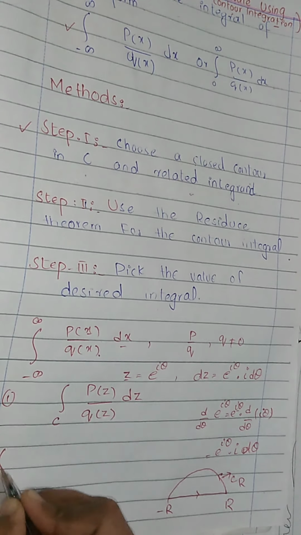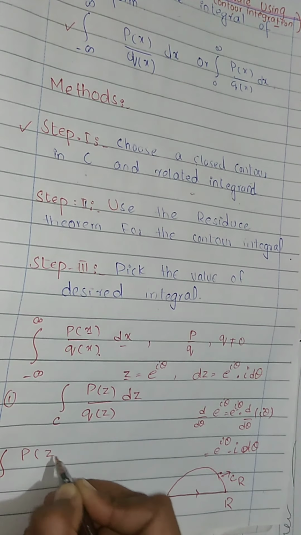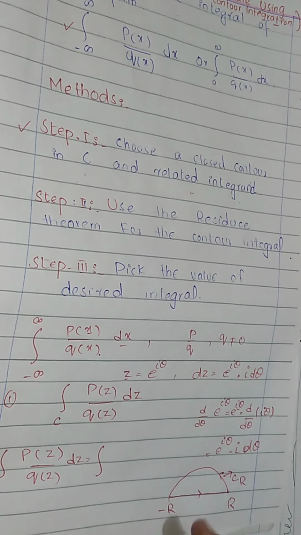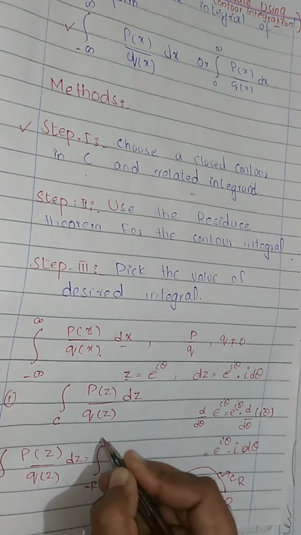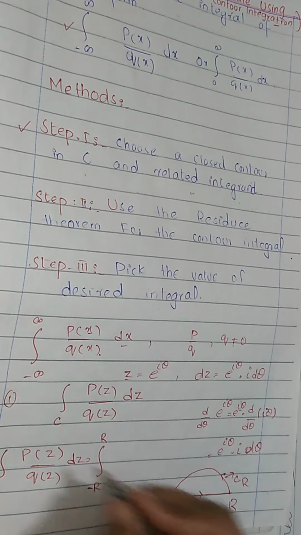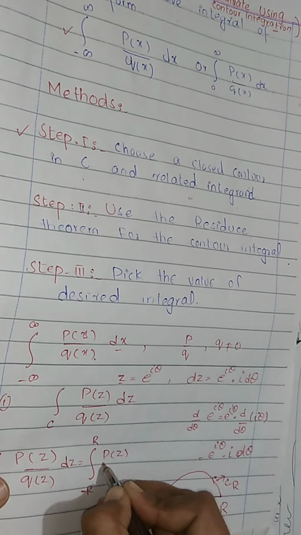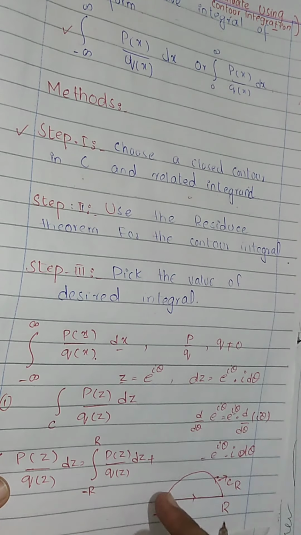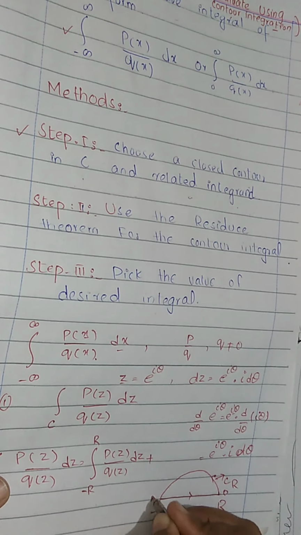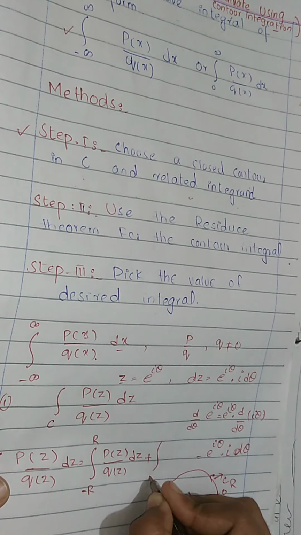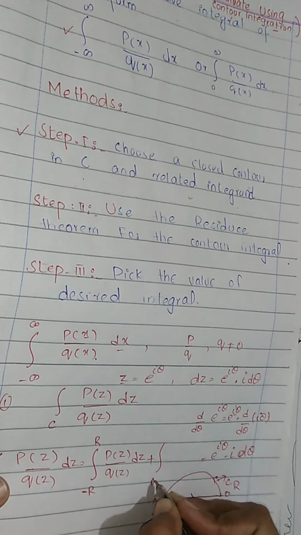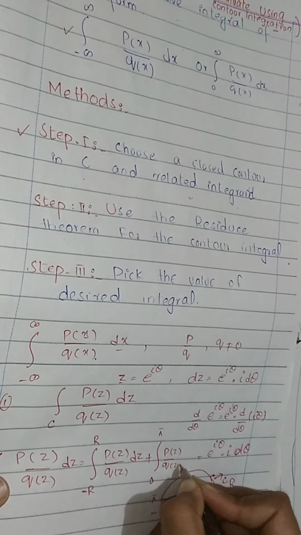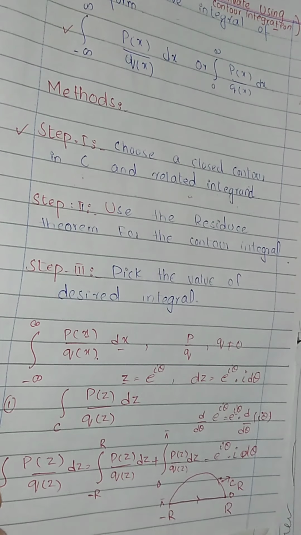Okay. How to convert? The contour integral of p of z over q of z dz is equal to, first, the integral from minus r to r of p of z over q of z dz, plus this path, because this angle is 0 and this is pi, so we need the integral from 0 to pi of p of z over q of z dz. Okay.